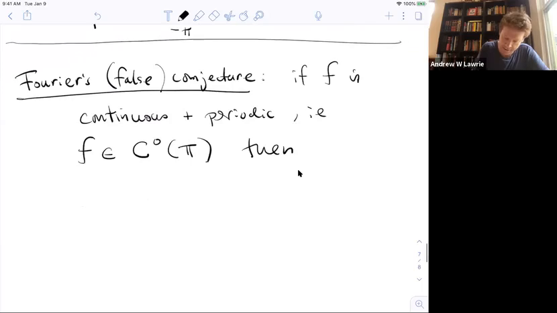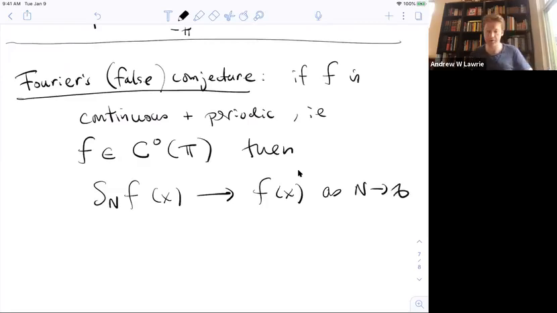Then Sn f of x converges to f of x as n goes to infinity. So he said if the function is continuous, then for every x in T. Fourier conjectured that if a function is continuous, then its Fourier series converges back to the function, meaning in a pointwise sense. So the sequence of partial sums converges pointwise back to f.